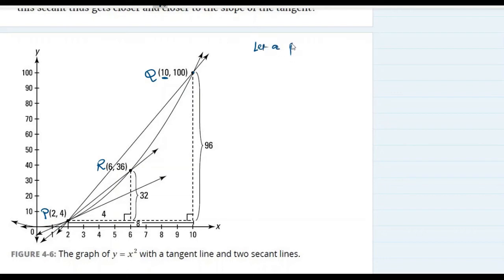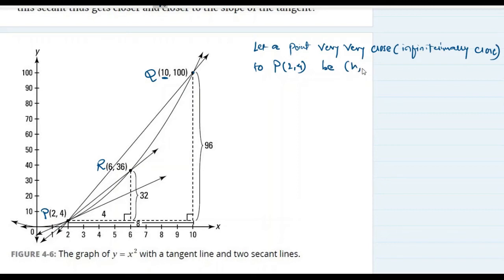Let a point very close, or in the bracket I can write infinitesimally close to P, which is 2 comma 4, be H comma f of H.